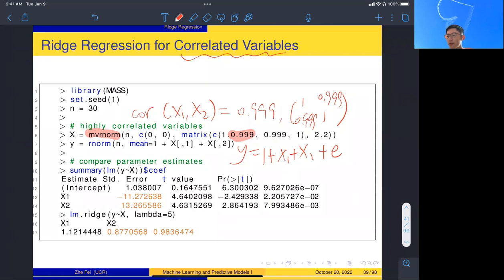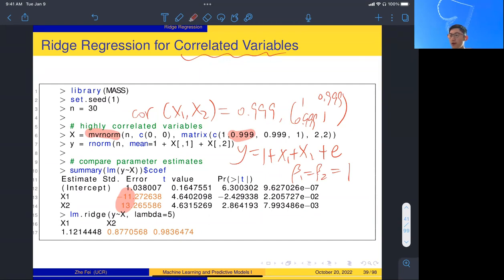So if we directly fit this linear regression, we see that the values of the beta hat are very large. So it's essentially unstable, with a high variation because X1 and X2 are highly correlated. We see these beta hats are far away from the truth, because this is a simulation. We know the truth, the true beta 1, beta 2 equal to 1.